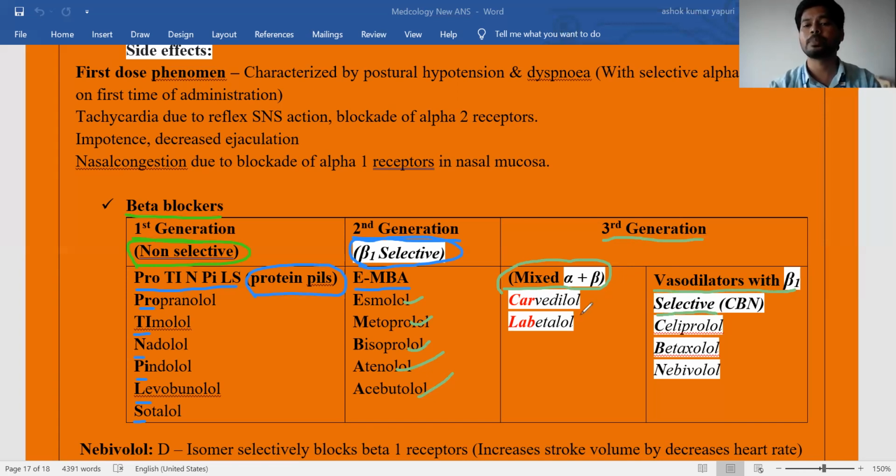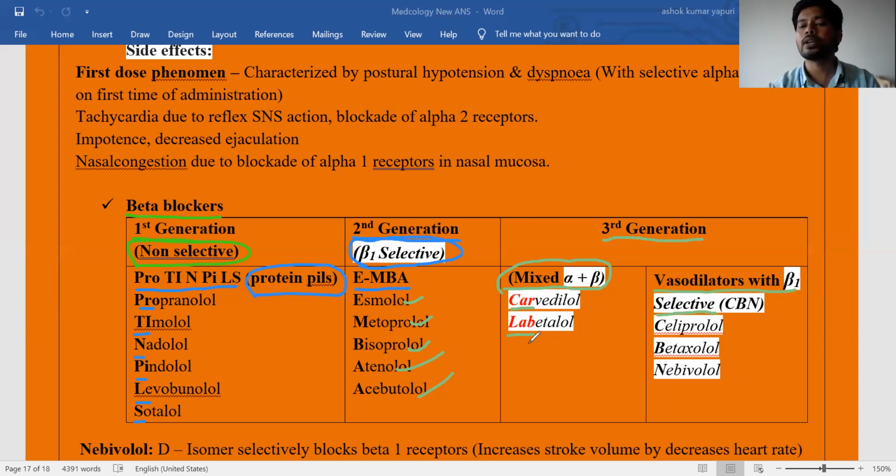Regarding mixed alpha plus beta blockers, you can remember CAR-LAB, that is carvedilol as well as labetalol. Labetalol is a drug especially used in pregnancy to control hypertension. Labetalol, labor means during pregnancy, the delivery of a baby. So you can remember labetalol, labor. Labetalol is used to control hypertension in pregnant women.